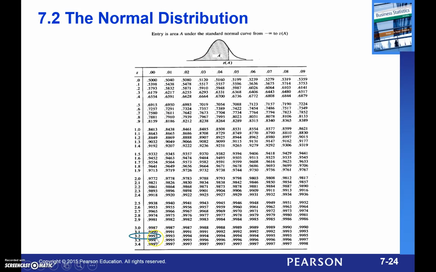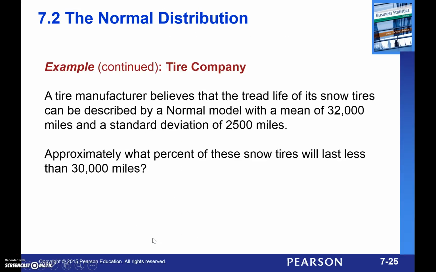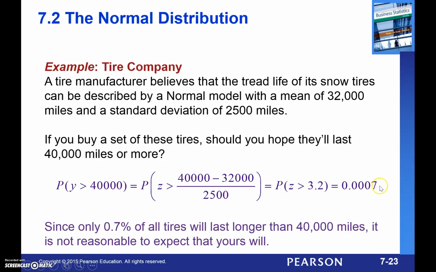So there's a 99.93% chance that the mileage on my car tire will last up to 40,000 miles. So if I want to know what's the probability that my tires last longer than that, I'm looking at the area to the right. So I have to take 1, the area of the entire curve, minus this 0.9993, and that's how they get this 0.0007. So they took 1 minus 0.9993, the number from the table, to get this 0.0007.